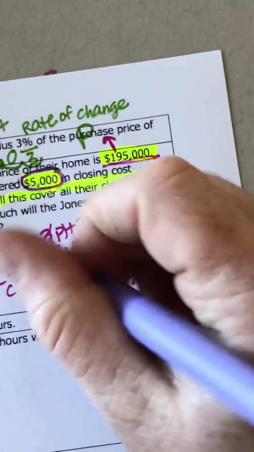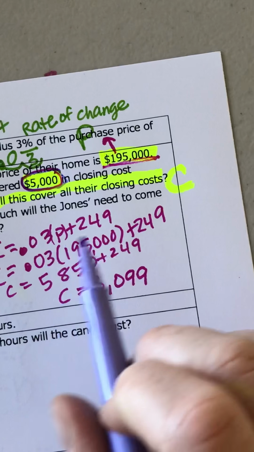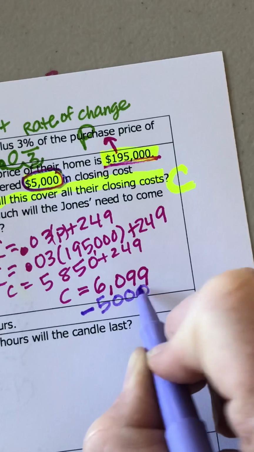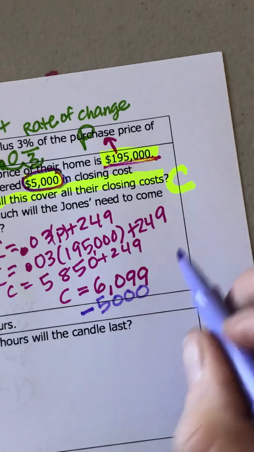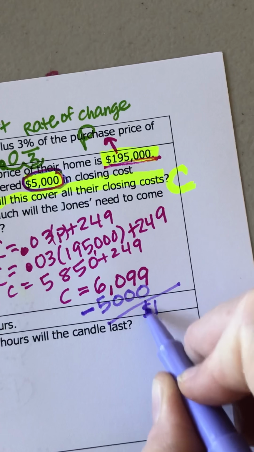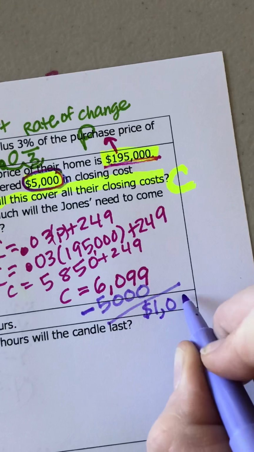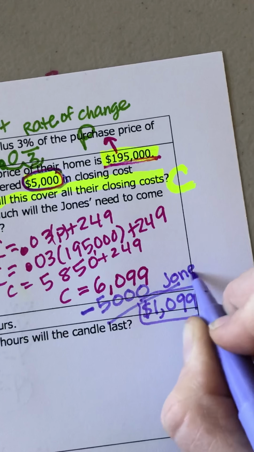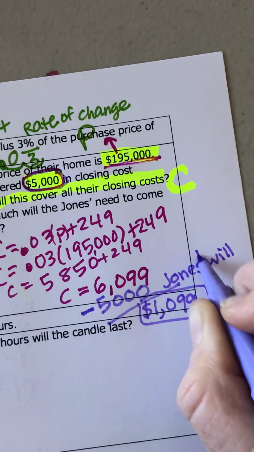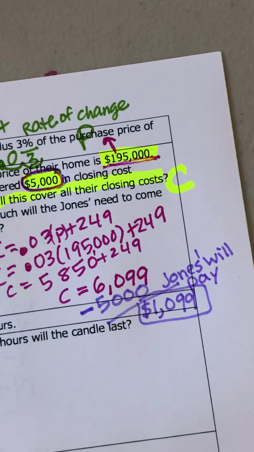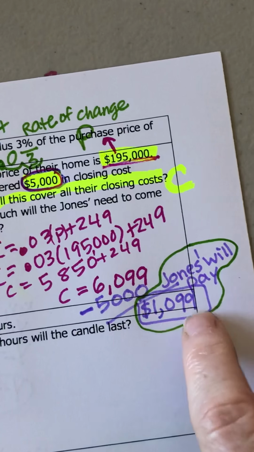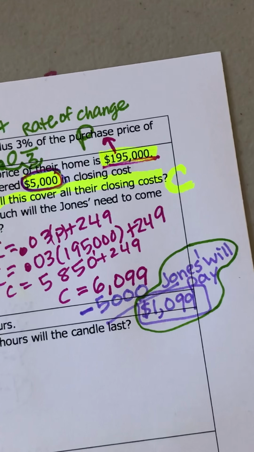Okay, so no, this isn't enough, but the question is, how much will the Joneses need to come out of pocket? Well, this offer says they're going to pay $5,000 of it. So how much would have to come out of their pocket? $1,099. That's how much the Joneses will have to pay. Okay, and like I said, to them, they might be like, that's fine, I'll sell the house. Or no, we want to wait for more offers because we don't want to spend any money out of pocket.